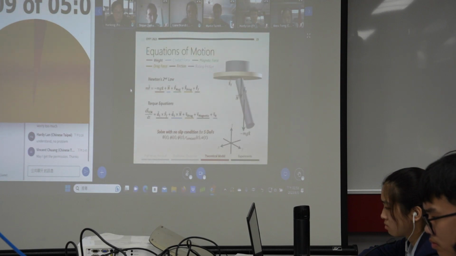Did you use an electromagnet? No, we did not use an electromagnet. We used neodymium magnets, because we use the current center model. Thank you.